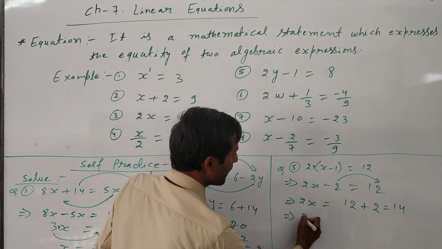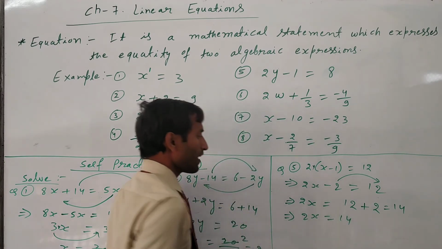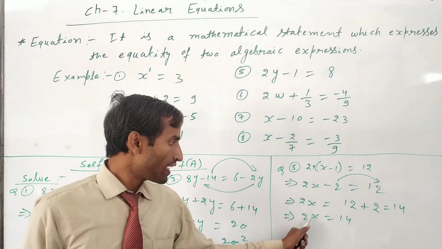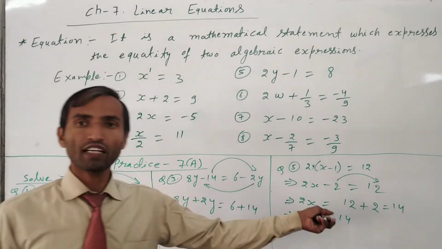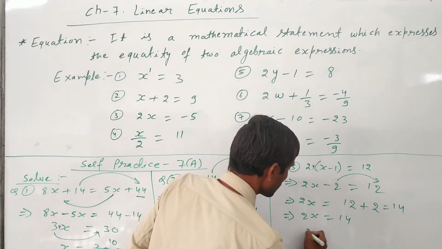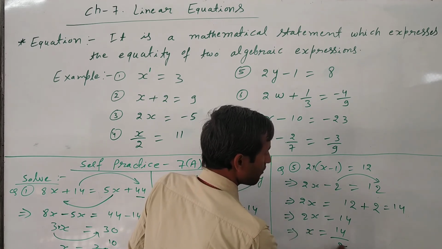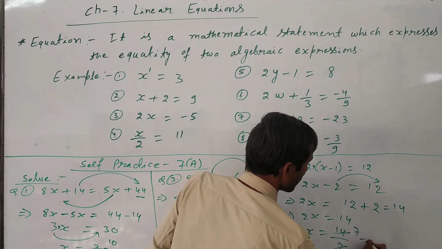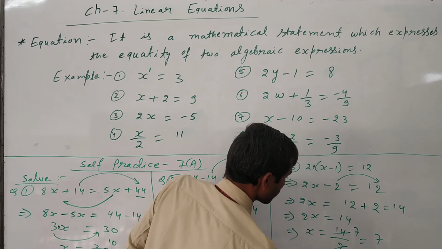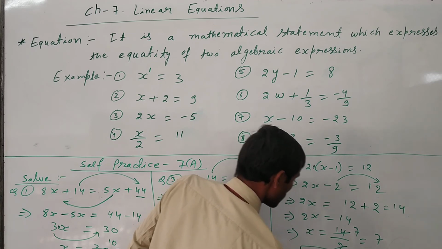So again 2x is equal to 14. Again here a multiply sign is there, 2 into x, so 2 will shift to that side and come under division. So x is equal to 14 upon 2. Now we will cancel out 7 twos in 14. So the value is 7. x is equal to 7. Final solution is x is equal to 7. This is the final answer.